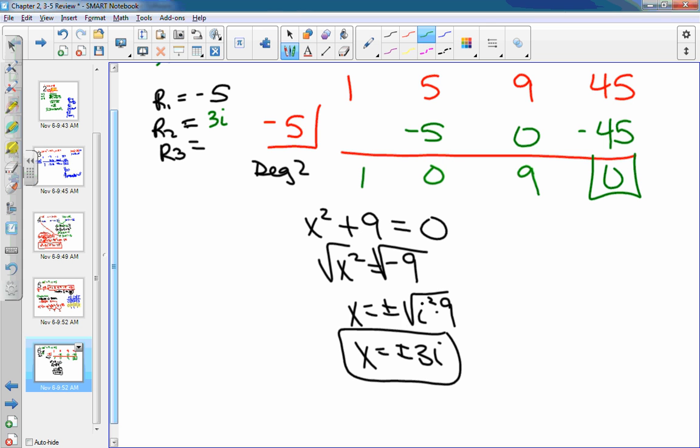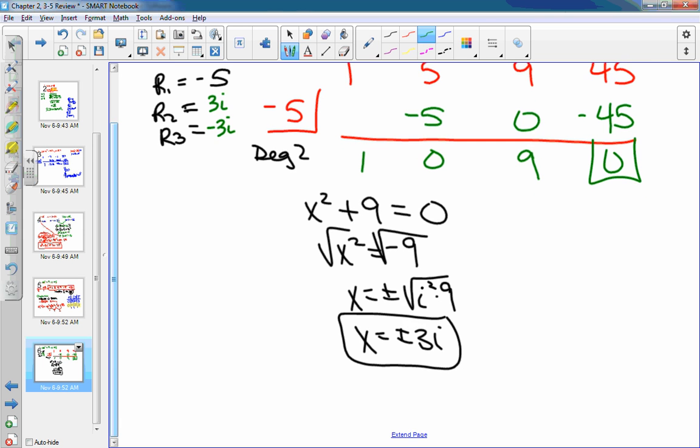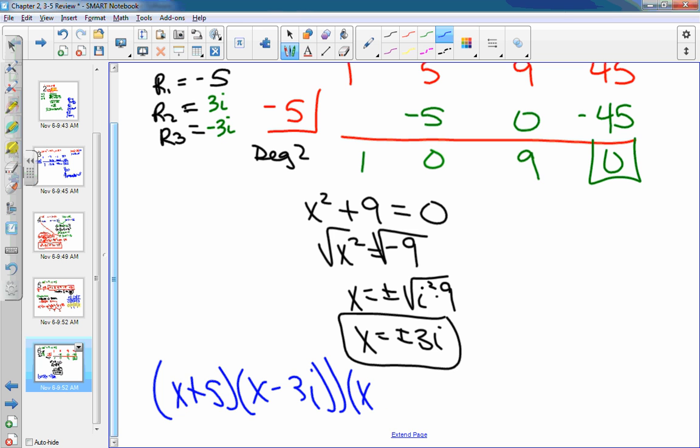So now I come back up here, and what's root 2? What's root 3? So now I have all my roots, and what's that lovely final answer that I'm looking for? The complete factorization, which is going to be x plus 5, x minus 3i, and x plus 3i. Now I'm done. Does that make sense? That was letter E, yep.